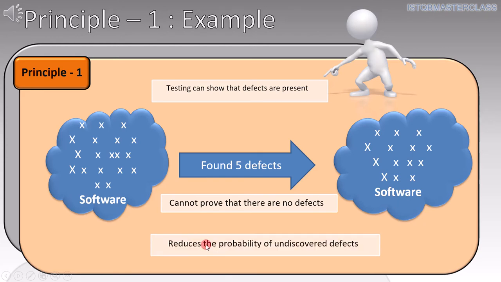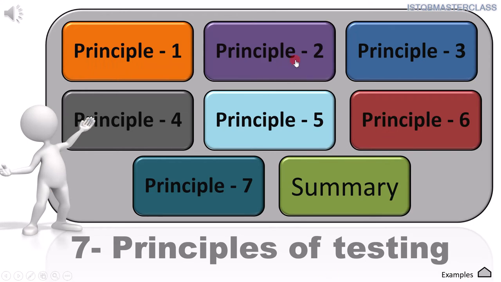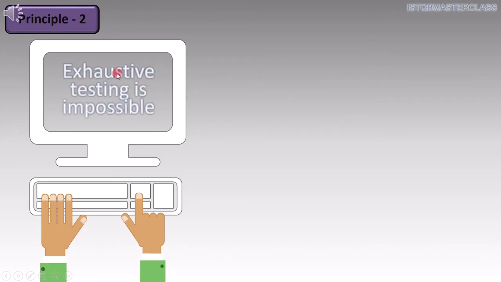And finally, testing reduces the probability of undiscovered defects. How does that happen? Initially, we had 20 defects, but we found 5, so only 15 are left. We have reduced the number of defects that the customer can find. So that was the first principle of testing. Let's move to the second principle. Principle 2 says that exhaustive testing is impossible. Please remember this, that exhaustive testing is impossible.